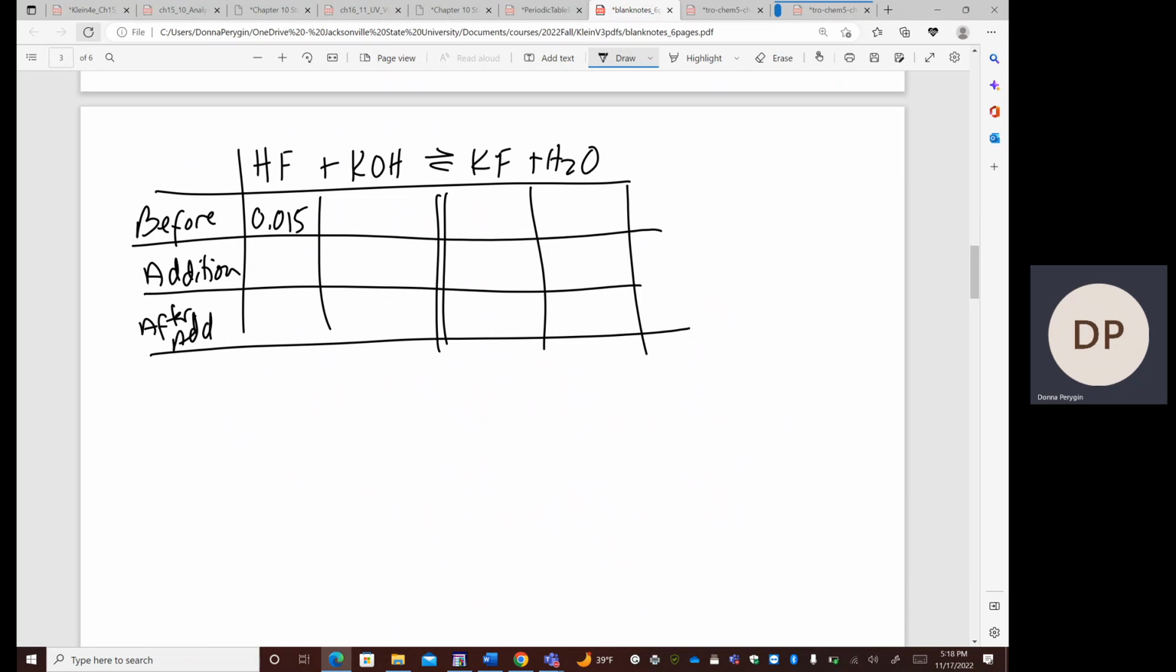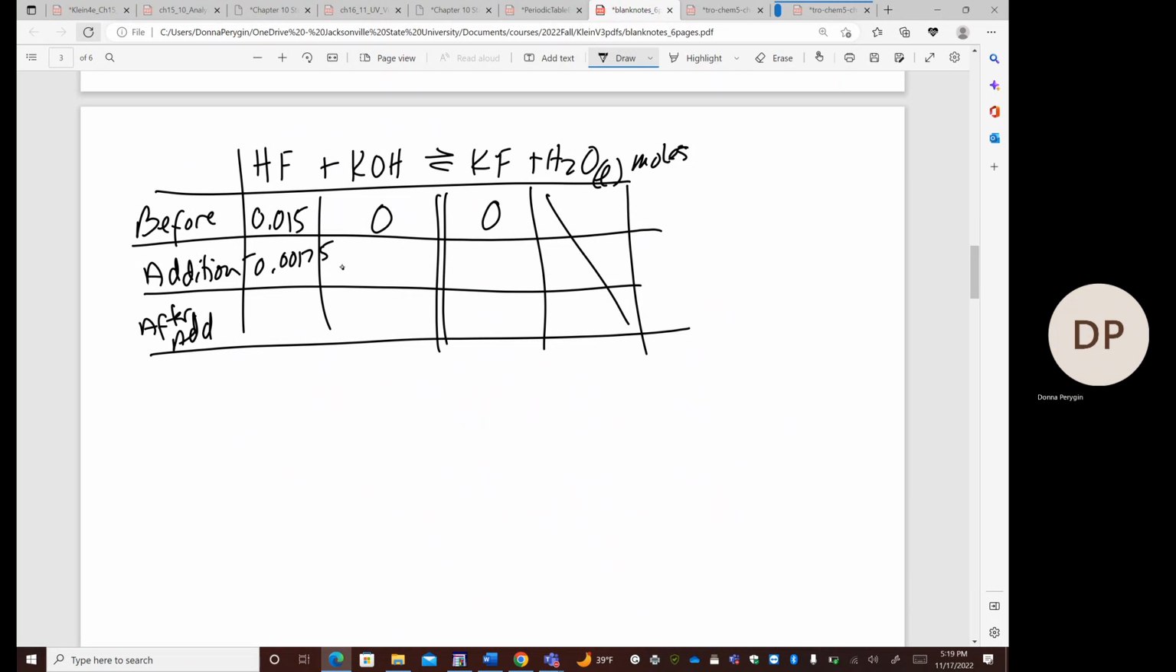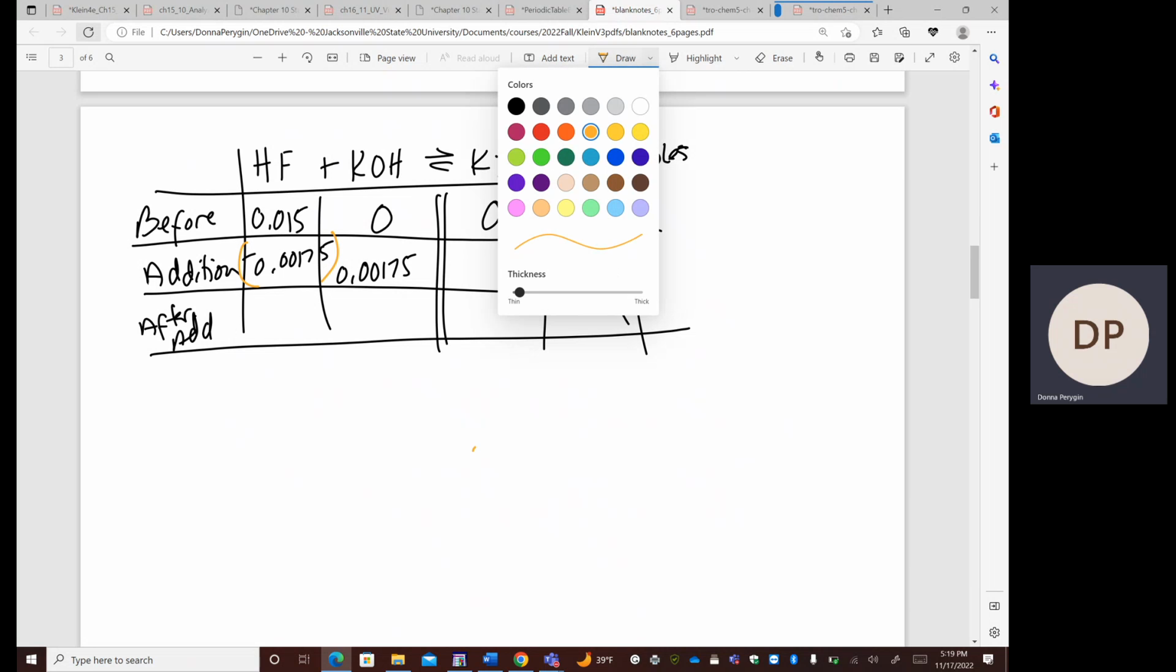So in this before addition and after addition table, we use moles, okay? We use moles, not molarity. All right, so we've got 0 of this and 0 of this when we're starting. We're not concerned about the water because it's a liquid. 0.00175 is the amount that we're losing of our HF because it's reacting with 0.00175 of our KOH. Okay, so we're adding 0.00175 of the KOH. So for every 1 mole of KOH we add, we have to take away a mole of the HF.